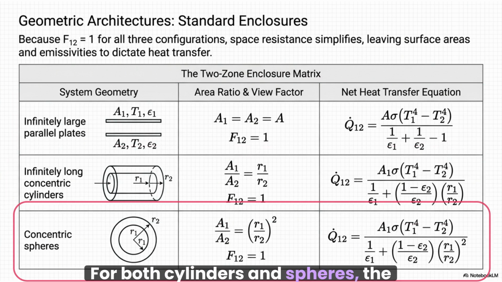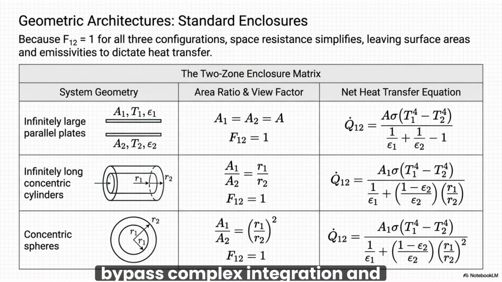For both cylinders and spheres, the net heat transfer equations on the right incorporate an area ratio based on their radiuses. In all three cases, knowing that the view factor is unity allows us to bypass complex integration and directly calculate heat transfer using surface properties.